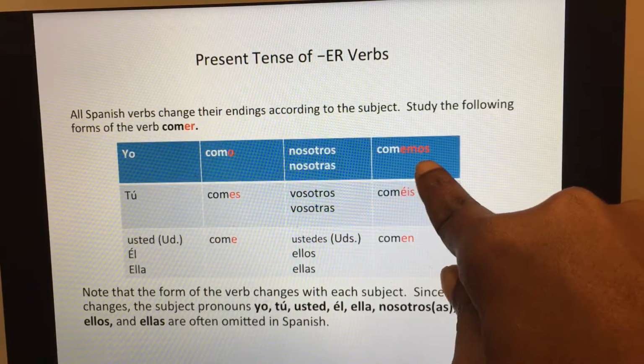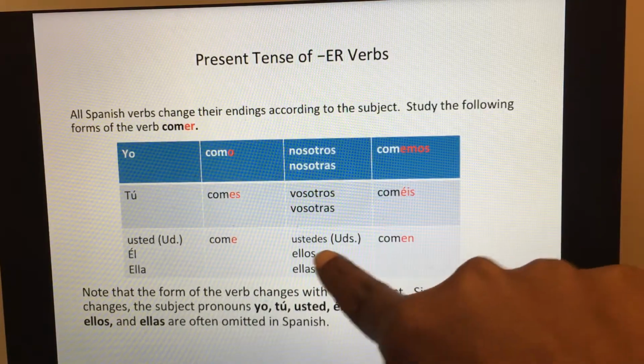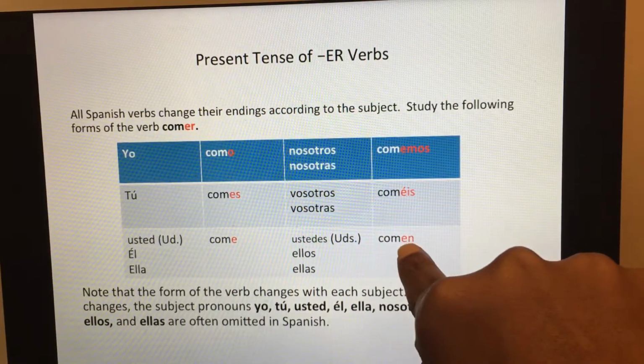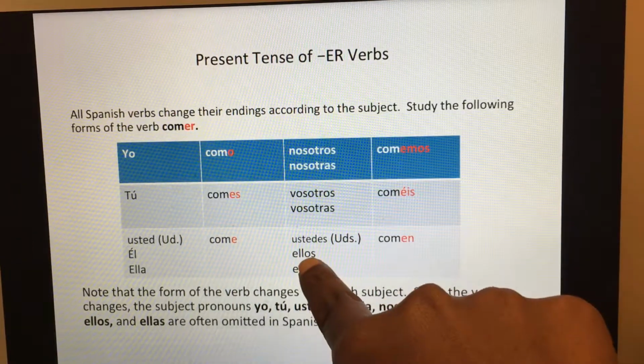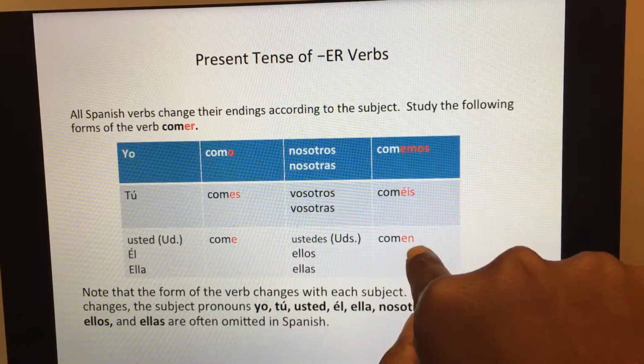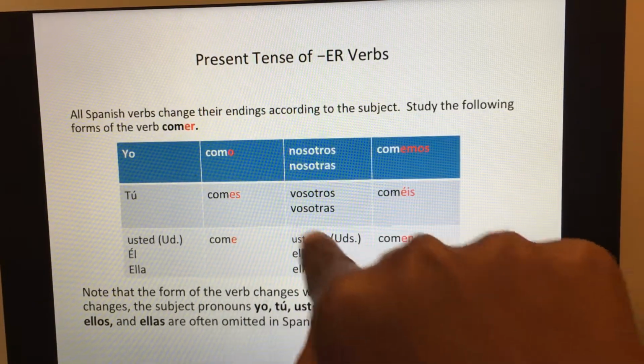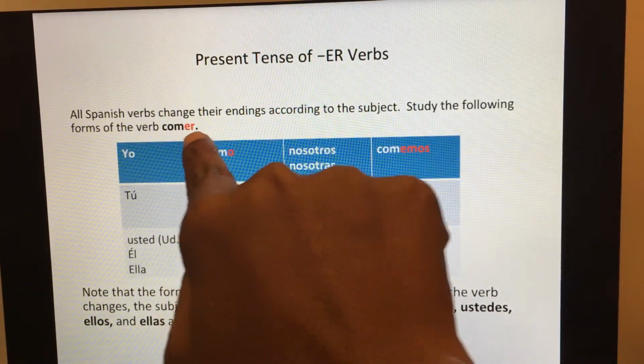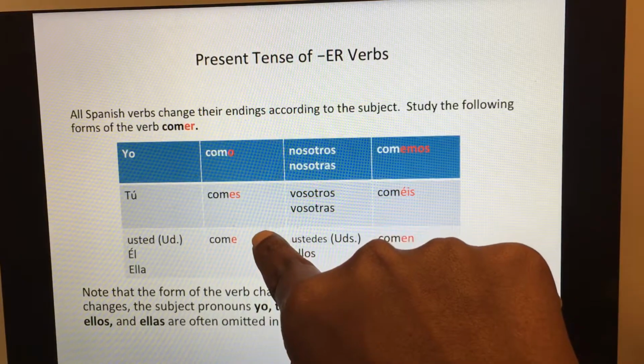Comemos, E-M-O-S. Comemos, we eat. Ustedes comen, you all eat. Ellos comen, they eat. Ellas comen, they eat. Notice the endings for the ER verbs have changed. They're not the same as the AR verbs.